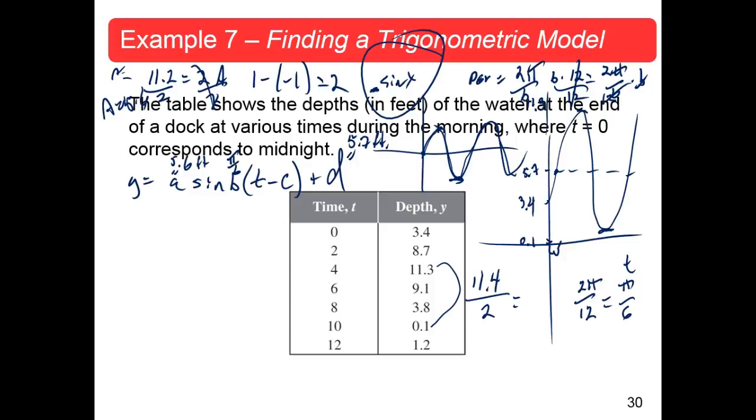Okay. So I know how I want to do it, but let me make sure I don't deviate too far from what the book does. Oh man, they use cosine, so that changes things a little bit. So what we want to do, we want the y to be 5.7 equal to 5.6 times the sine of pi over 6. Make sure they did that right.